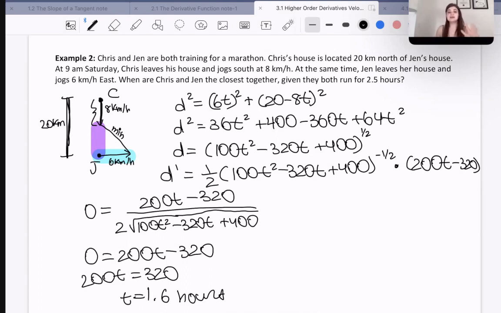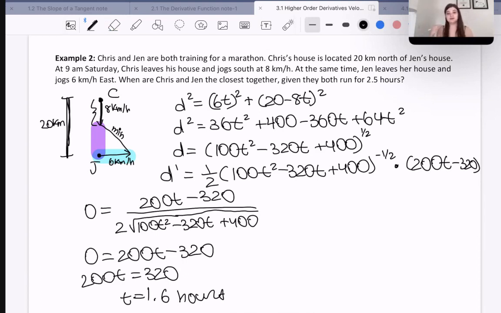Now, let's say the question didn't ask that, or let's say the question, in addition to that, asked, what is the distance? What is the minimum distance? Well, then what we would do is we would plug 1.6 back into our original distance equation that we made, which was this one up here. Or the simplified version of it is fine too, as long as it's a step before we took the derivative, then we're good. And then we could find it that way.